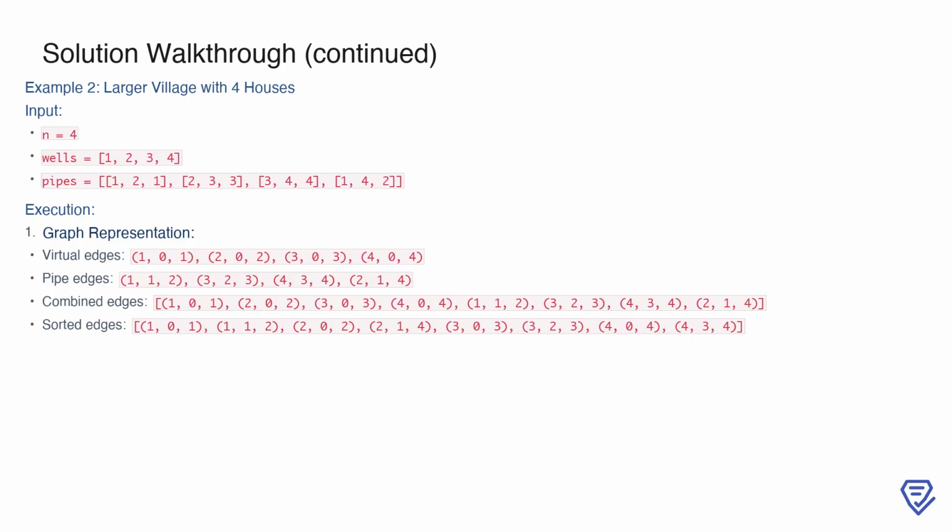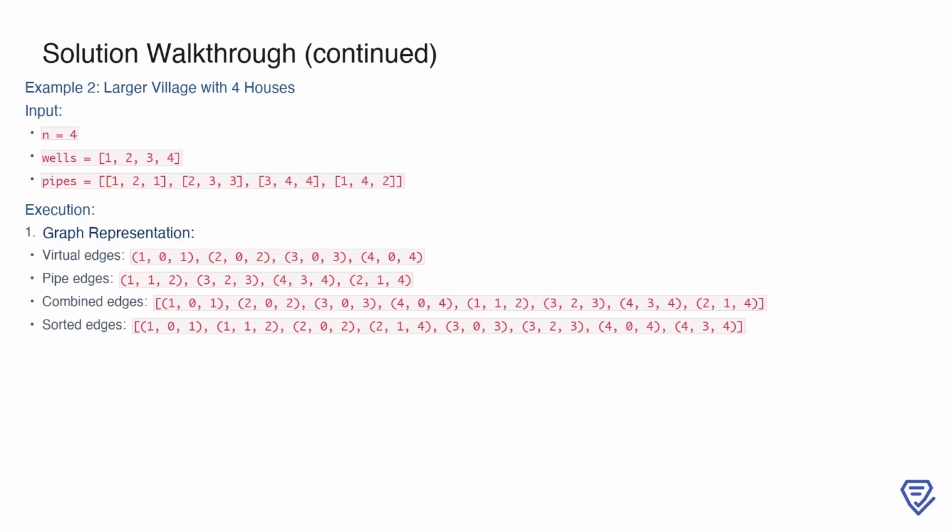Here, the well digging costs are 1, 2, 3, 4, and the pipes with their respective costs are also provided. As before, we begin by representing the graph. Virtual edges connect each house to the virtual well, resulting in edges like [1, 0, 1] for house 1 and [2, 0, 2] for house 2, and so on. The given pipes are represented as edges such as [1, 1, 2] for the connection between houses 1 and 2.